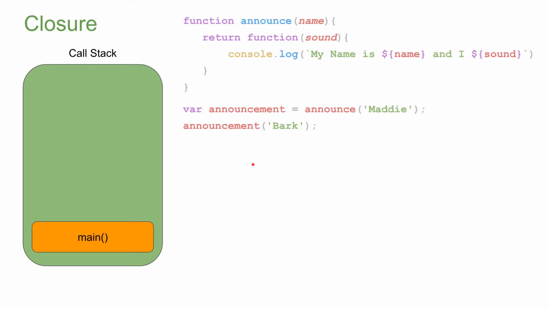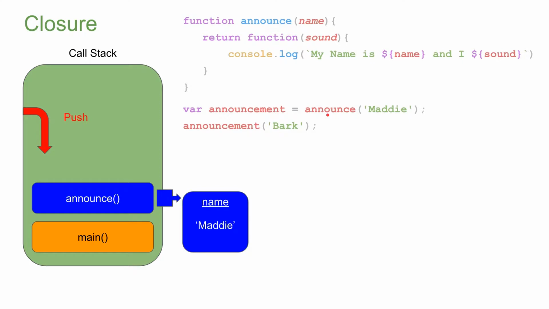So the main thread runs. We are now calling this announcement, or I'm sorry, not yet. We're still on the announcement line. The main thread runs, announce is pushed onto the call stack, right? Because we are calling it right here, equals announce Maddie. We're indicating we're calling it right here, passing in the name as Maddie. Announce is done at that point. We are returning this function. That's essentially all that we're doing in this line, or in this function.